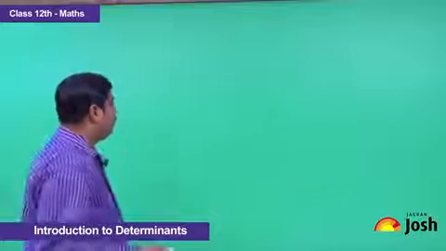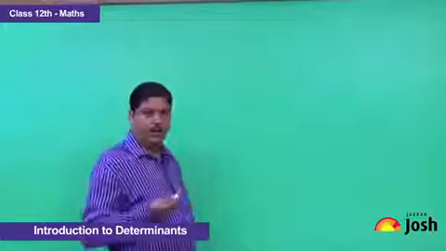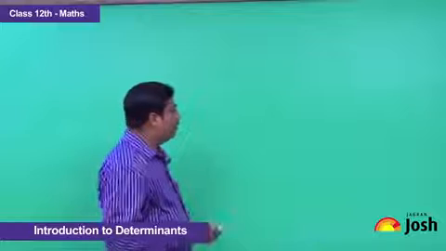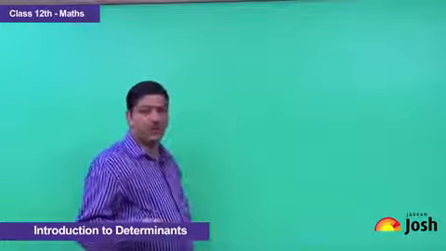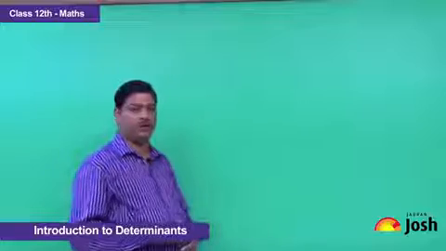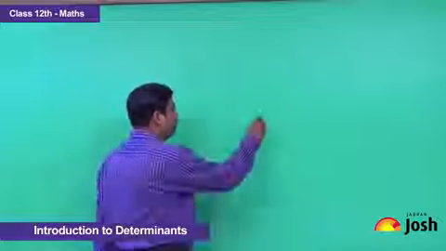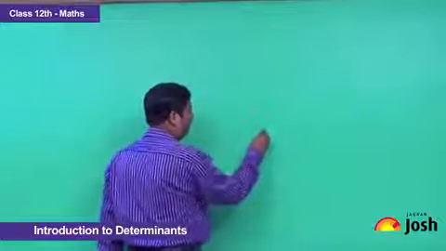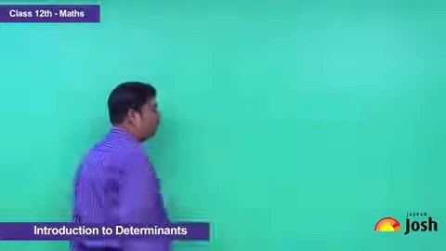We know that a matrix is simply a representation of numbers in the form of arrays and it has got no value as such. However, we associate a number or expression with a square matrix, say A, denoted by determinant value of A.